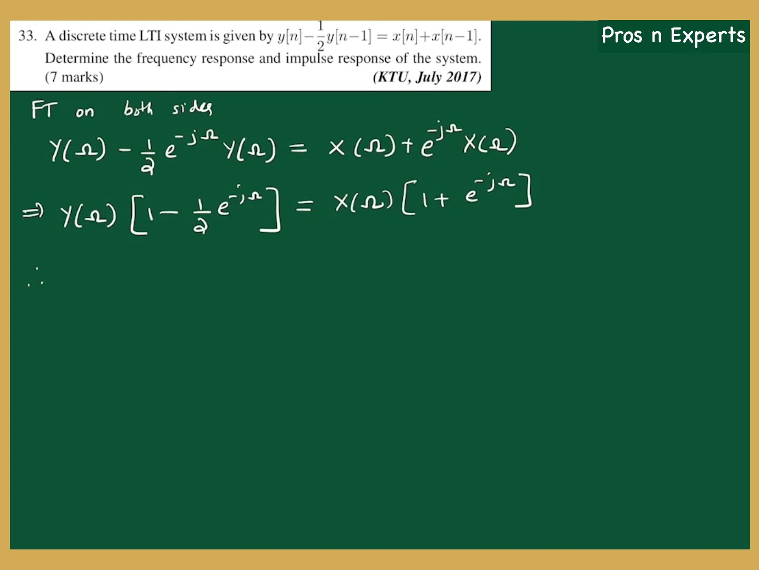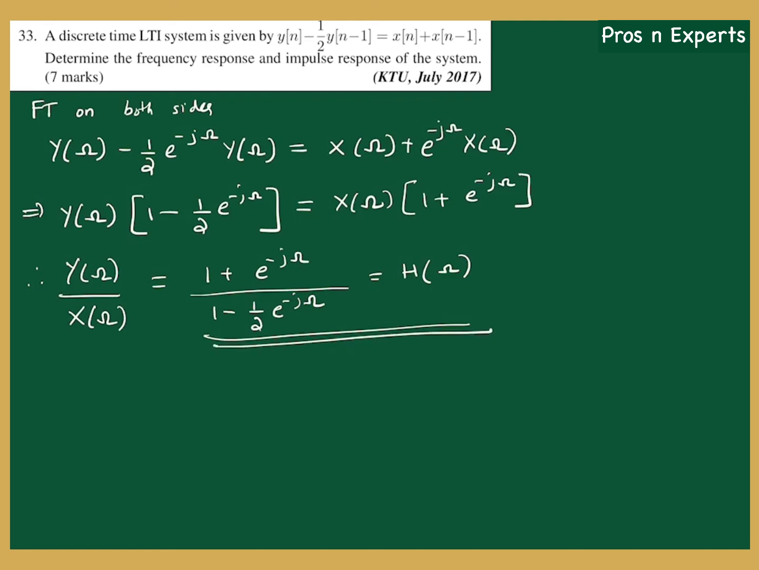Therefore, the frequency response is given by the ratio of output transform to input transform. So output transform Y of omega divided by input transform X of omega gives you 1 plus e raised to minus j omega whole by 1 minus half e raised to minus j omega. So this is the frequency response. This is the answer to one question.